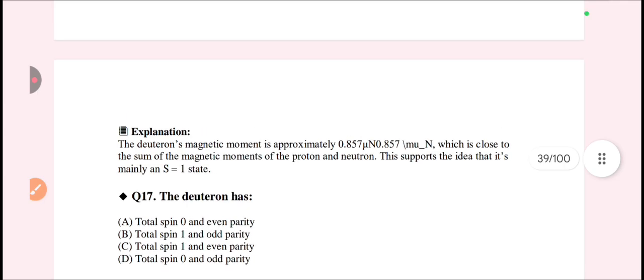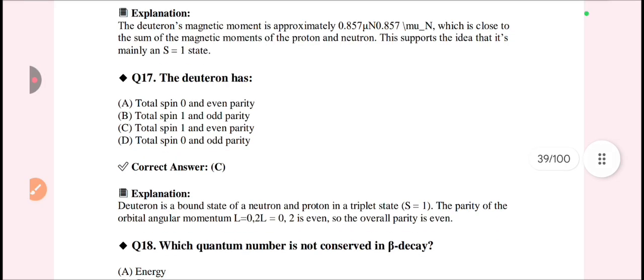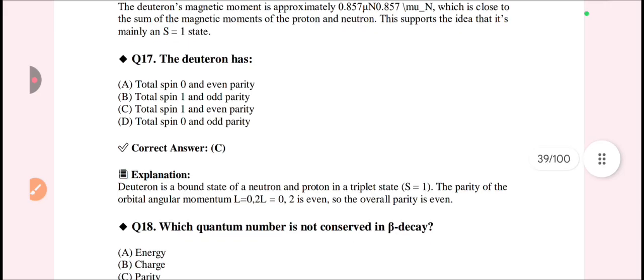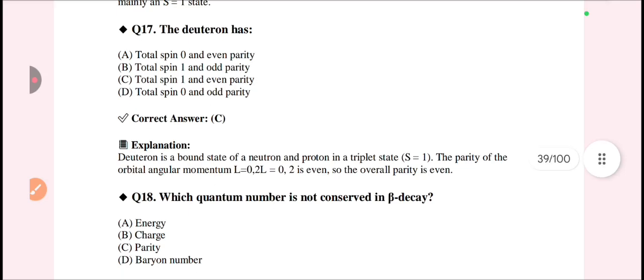Deuteron has total spin 1 and even parity. This explanation is very important. Many times they asked about isospin, total spin, admixture of states, and this is what the question may be designed. Parity is not conserved in beta decay.